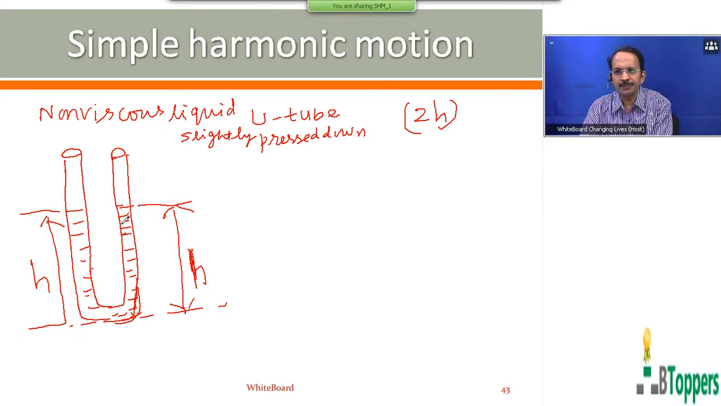Suppose the liquid in one of the limbs, for example the right limb, is pressed down by a small distance and released. When the liquid in the right limb goes down by distance y below its equilibrium position, the liquid in the left limb will rise vertically by the same distance y above its equilibrium position. That means the new vertical height between the levels of the liquid in the two limbs becomes 2y.